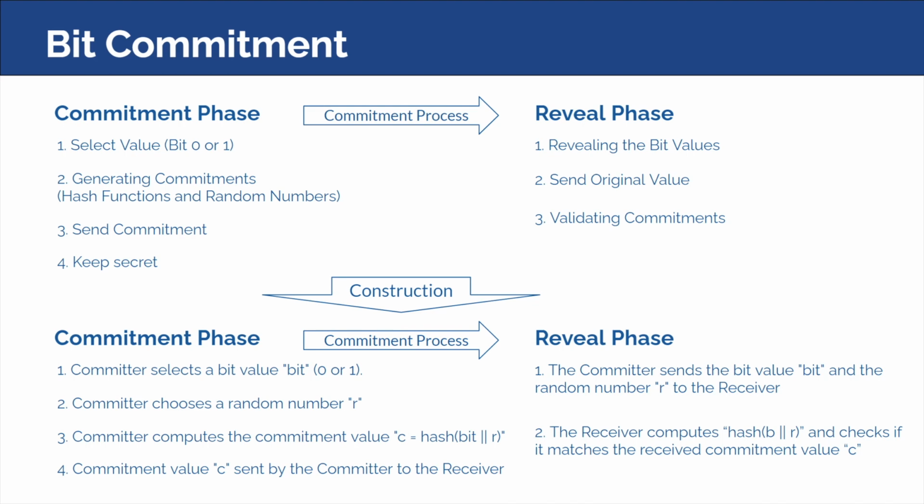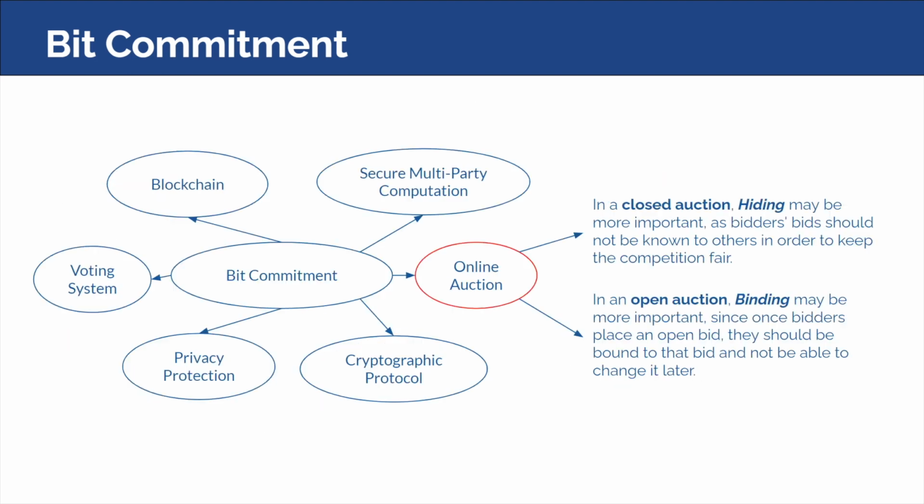In the revealing phase, we can see that the committer sends the original data to the receiver, who calculates the value and compares it with the value received in the committing phase. The following is the overall calculation process using hash functions as the encryption algorithm. Let's look at the actual applications of the bit commitment, which has blockchain, voting systems, and so on. There are many application scenarios.